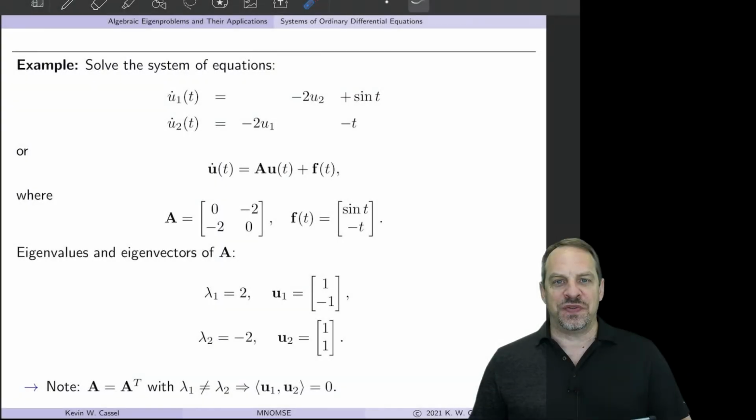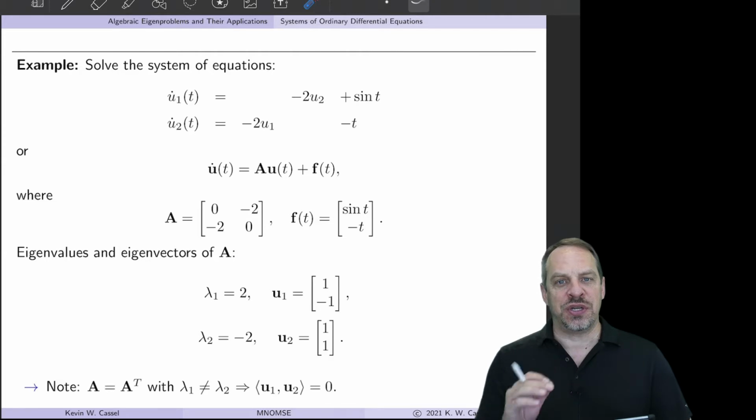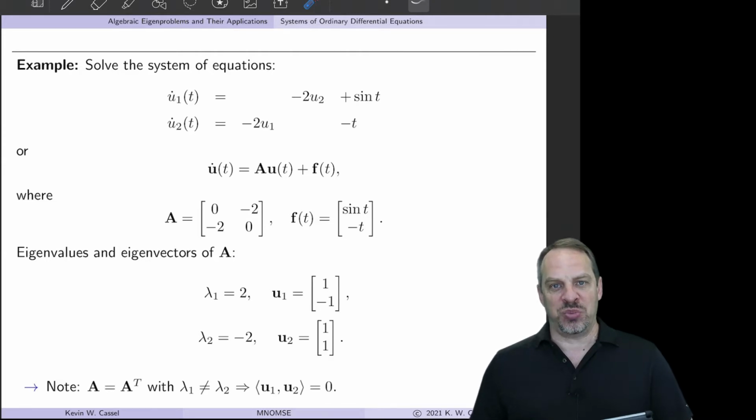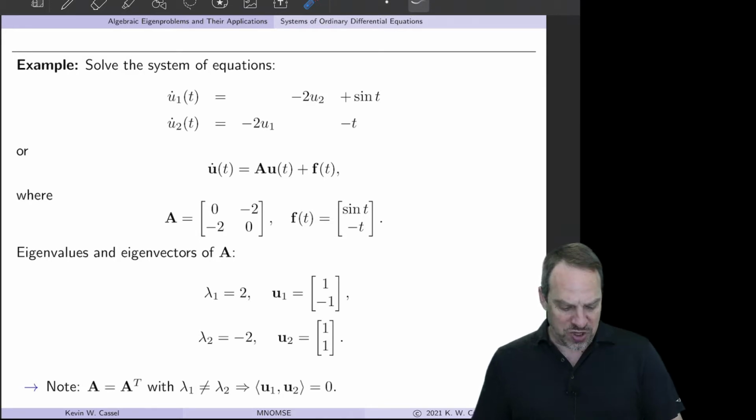We're looking at a series of examples of how to use diagonalization to solve systems of linear ordinary differential equations. So we've looked in the last video at a homogeneous system. Let's look at an example involving a non-homogeneous system to see how it's the same and how it's a little bit different. So we have a 2 by 2 system here.